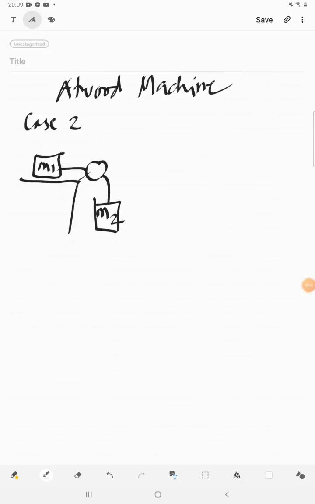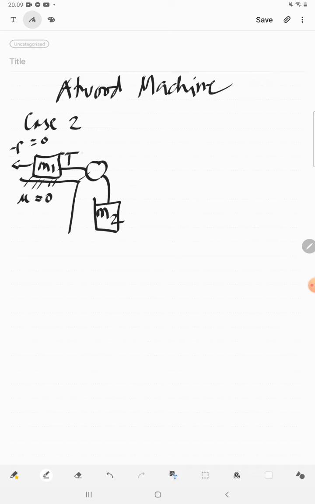Hello dear, so this is our second case for the Atwood machine. You will see here that there is a mass M1 which is located on the table, and you have mass M2 which is hanging. For our first case, M1 is frictionless, so that means that mu is equal to 0. So when M1 is frictionless, therefore your F here is 0.